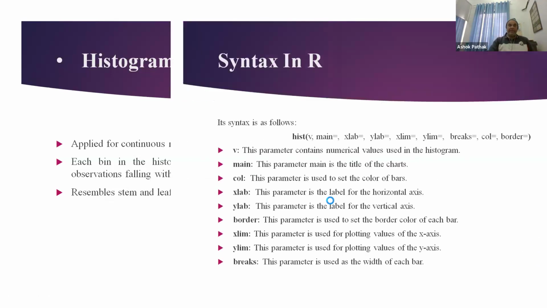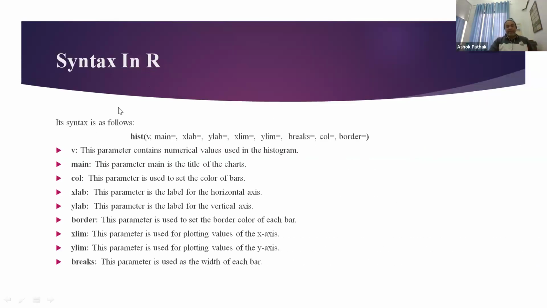So you see this one, this is the syntax for the histogram. What is the histogram syntax in R? hist, H-I-S-T. If you just put the data inside the brackets and write hist outside the bracket, it will automatically create a histogram plot. But suppose you want to make it more fashionable and more informative: v is the data vector containing the numerical values, main is the main title, xlab is the x label, ylab is the y label, and xlim, ylim restrict your graph size. Breaks is the parameter used for the width of each bar, so how much breadth the bar has. And color and border, so you can also make the border of different sizes. See this example.